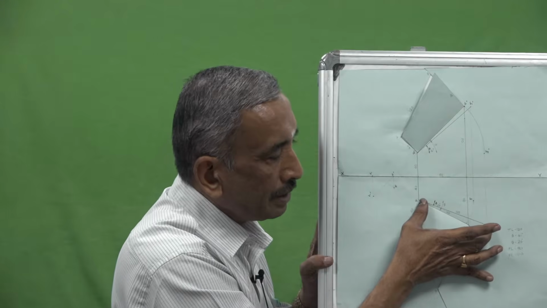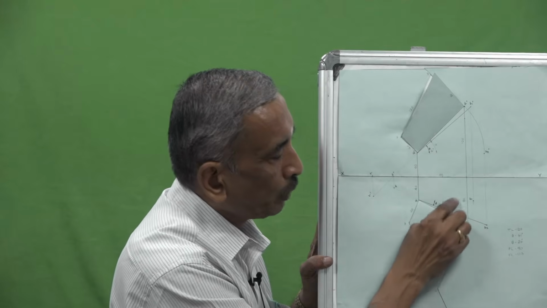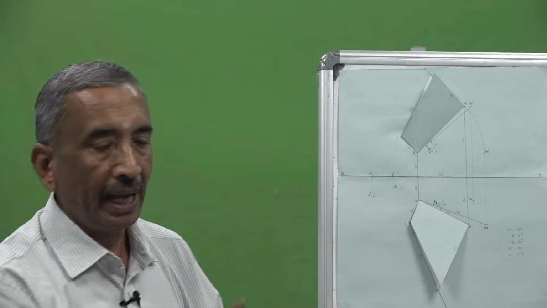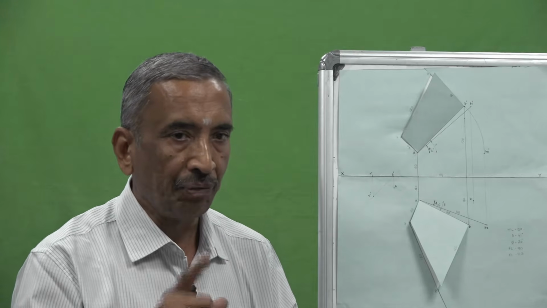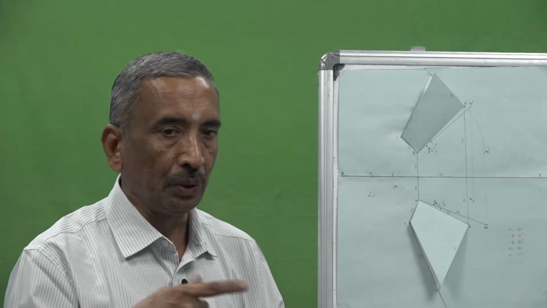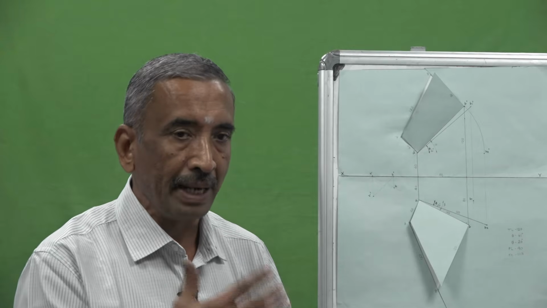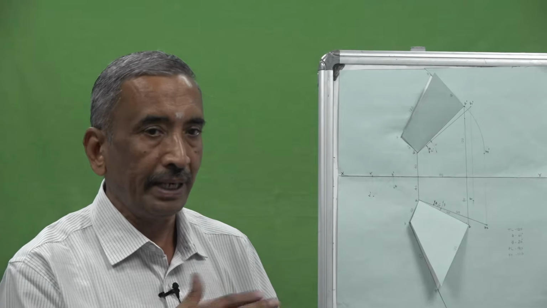Now, if you join A with B2, that also will give the same true length, and if I measure the angle AB2 makes with respect to the XY line, I will get the angle the line makes with respect to VP. So I have found the true length, the angle the line makes with respect to HP, and I also found the angle the line makes with respect to VP.